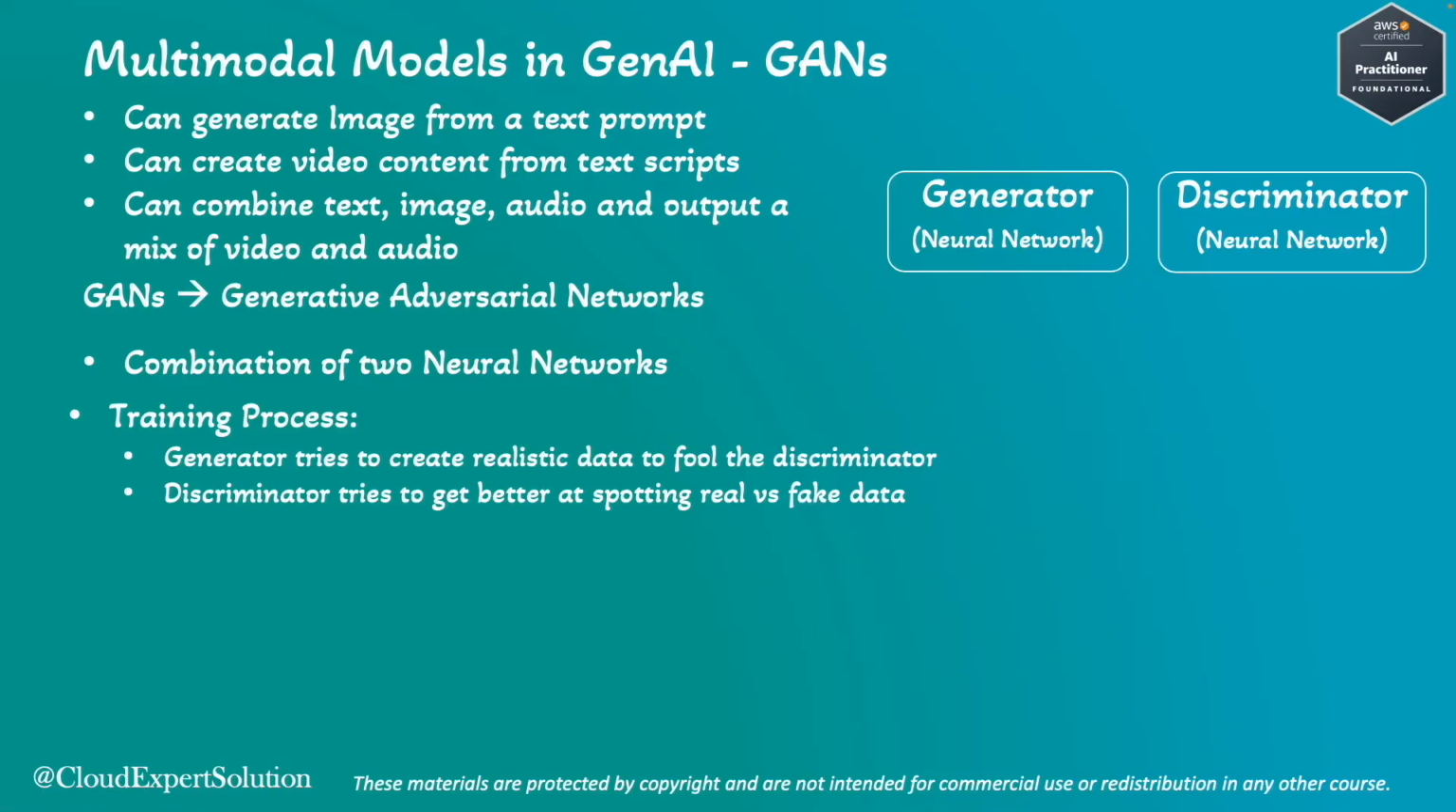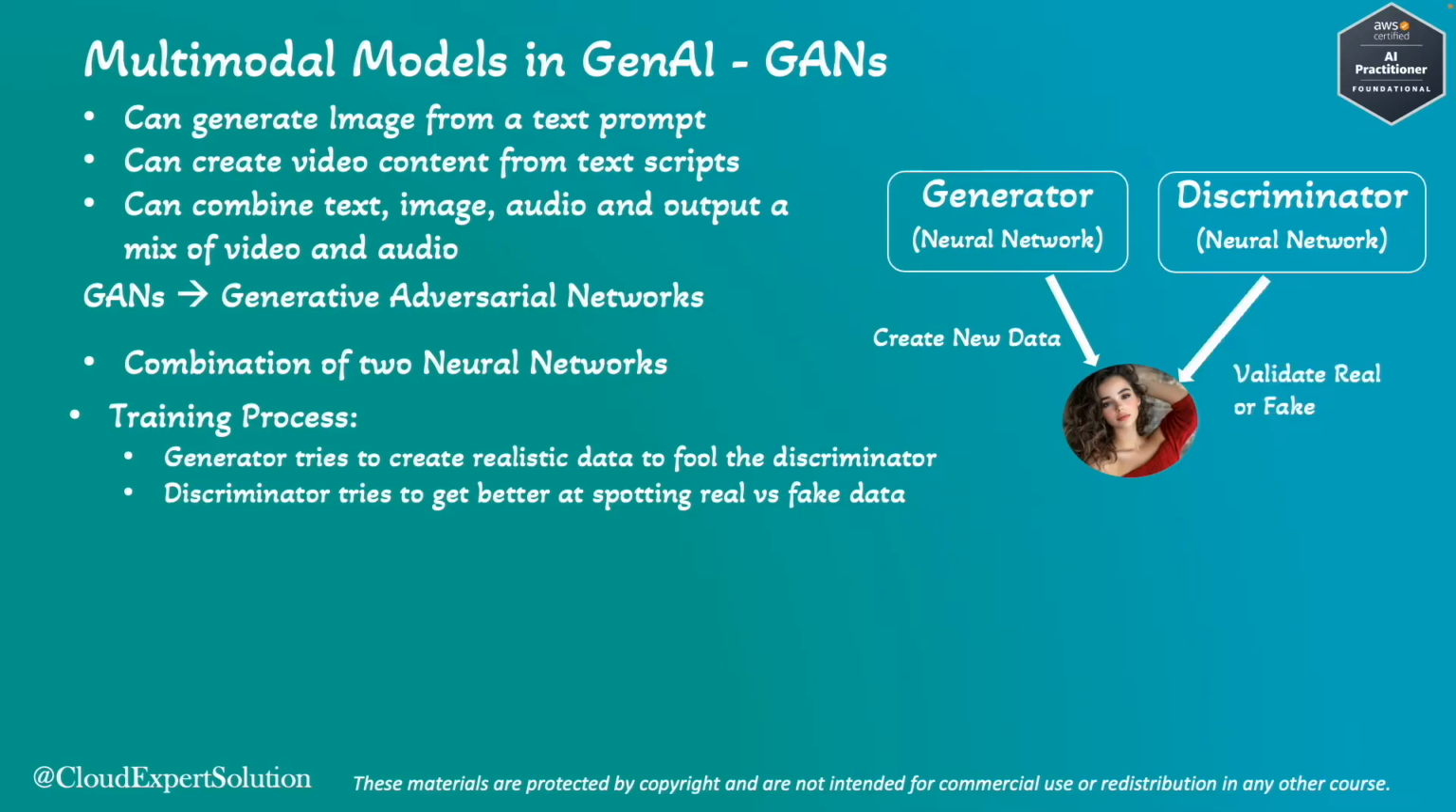During the training process, the generator and discriminator are trained together in a competitive setting. The generator tries to create realistic data to fool the discriminator, while the discriminator will try to get better at distinguishing whether the data is real or fake. Let me take an example. Let's say the task is to generate an image of a lady. The generator creates the image and the discriminator checks if that looks like a lady or not.